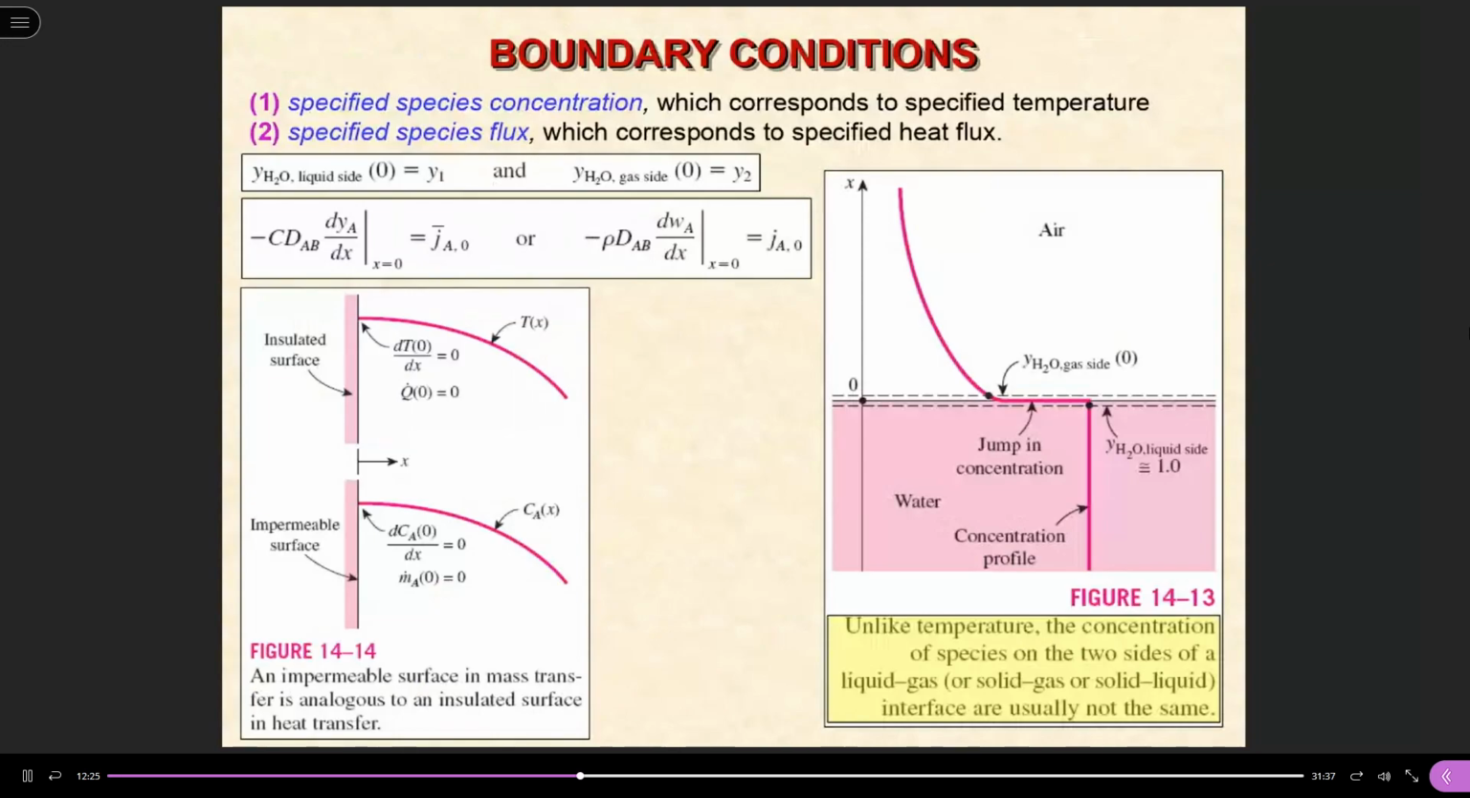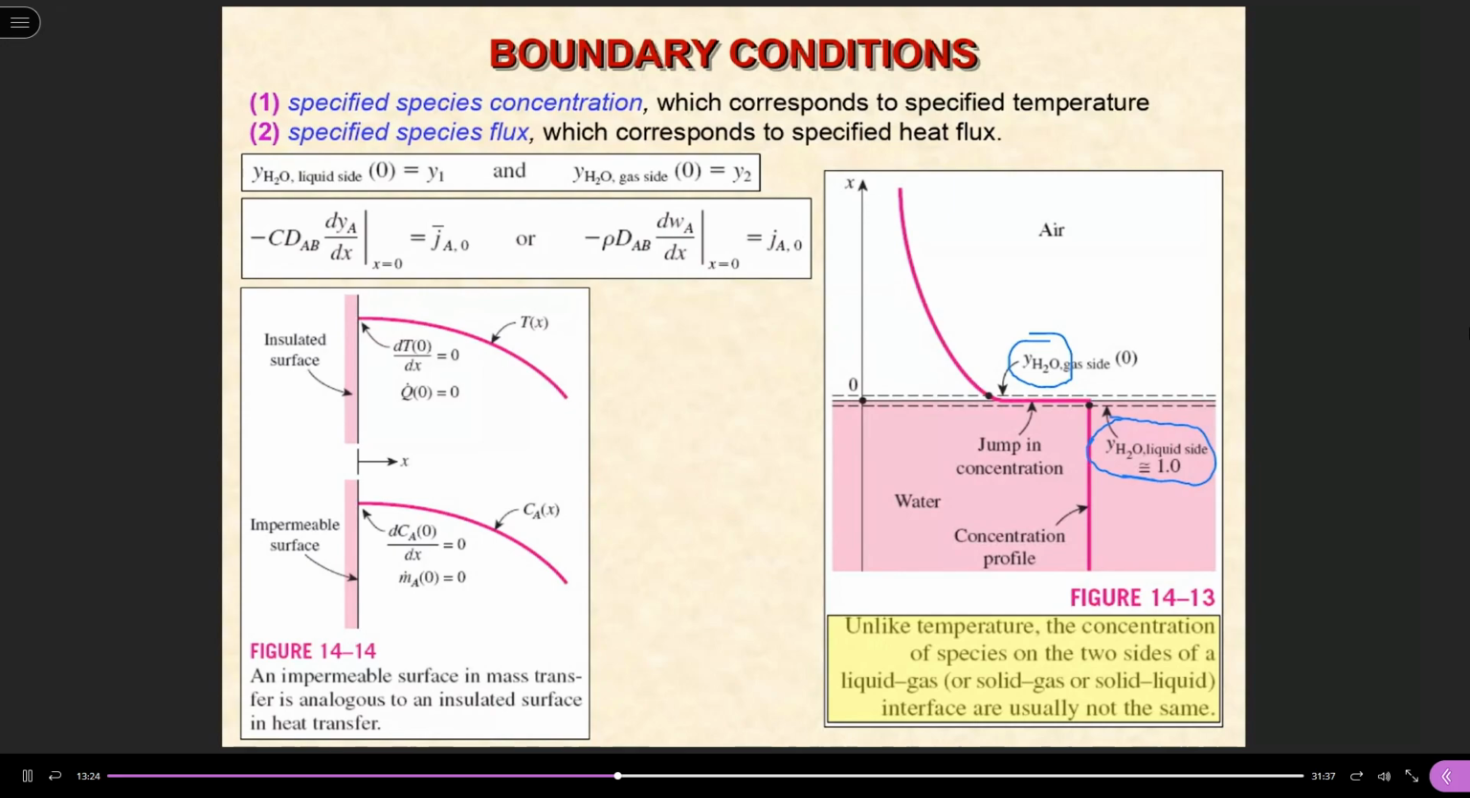Now this is something you have to pay attention to. At the boundary between two substances, say a water surface and air, let's say the water evaporates into air. What is the mass fraction or the mole fraction of water in water? It's almost equal to 1, because it's almost 100% water. Of course, you have some small amount of air mixed into water, but still the mole fraction is almost equal to 1.